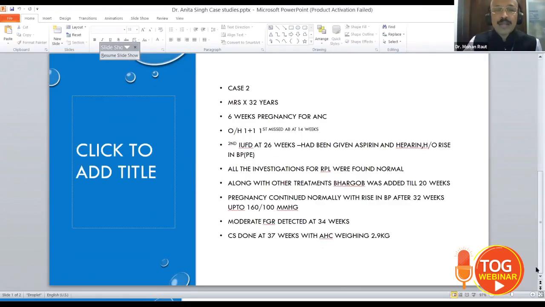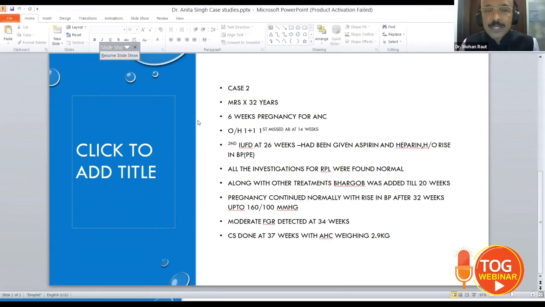This is a 32-year-old patient, 6 weeks pregnant, who had come for ANC. First a missed abortion at 14 weeks, second an IUFD at 26 weeks. She had been given aspirin and heparin in the previous pregnancy, but without any benefit. All the investigations for RPL done were found normal.